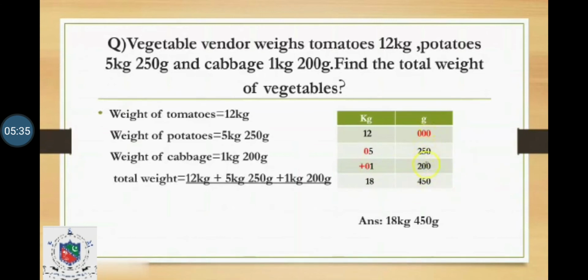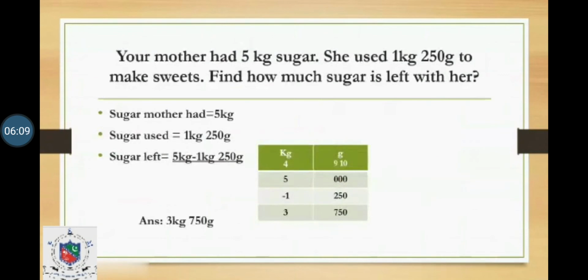So 0 plus 0 plus 0 is 0. Then 5. 2 plus 2 is 4. And here 2 plus 5 is 7, 7 plus 1 is 8. 1 plus 0 is 1. So after adding all these weights, we are getting the final and total weight as 18 kilograms and 450 grams. If you follow the steps in the word problems, then I know it's very easy for you.